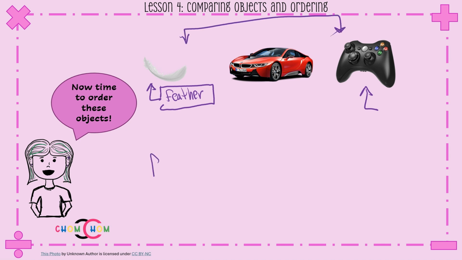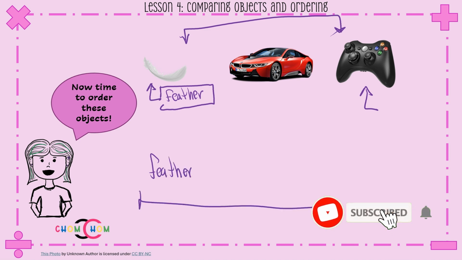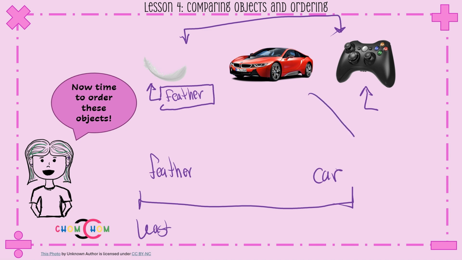So, first, our feather weighs the least, so it's going to be on this end. And then our car is definitely the heaviest because a controller is not even close to as heavy as a car, right? You can pick up a controller, you can't pick up a car. So then our controller must go in the middle.